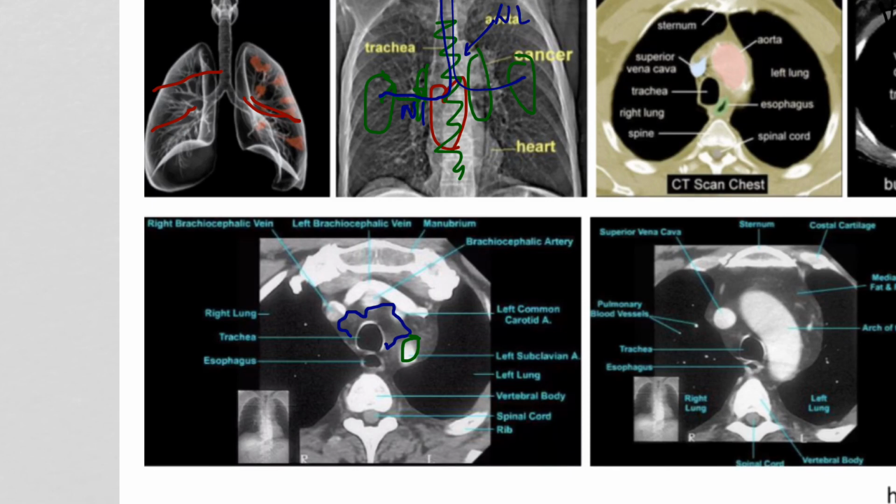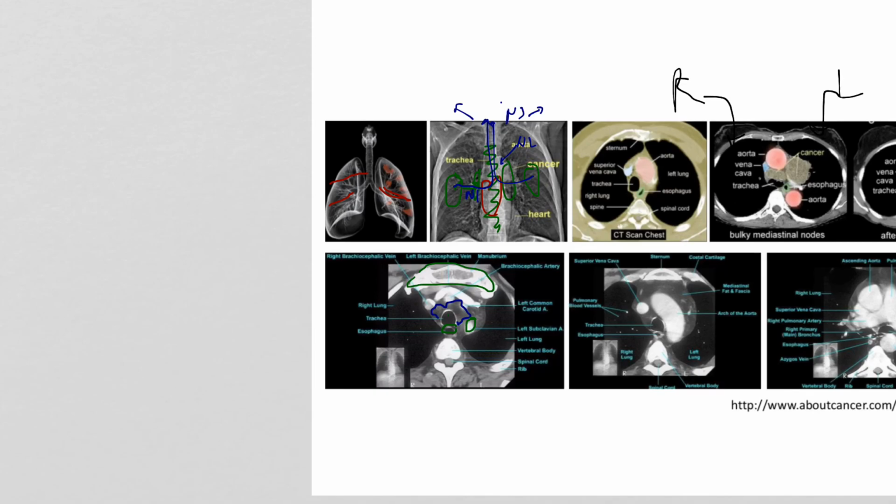So in your contouring exercise, you'll be able to contour things like the esophagus. You'll see the trachea here. You'll see the manubrium, the sternum up here. And you'll be able to identify the different vessels. So that'll be a fun and useful exercise for you.